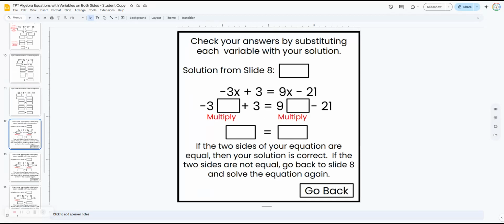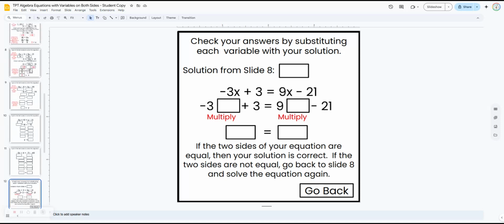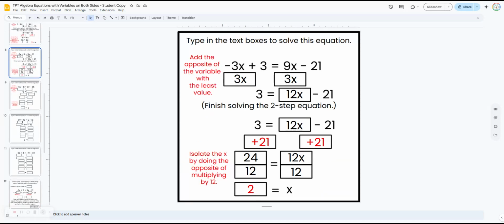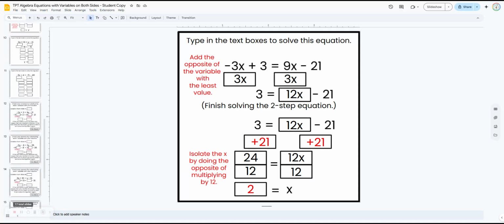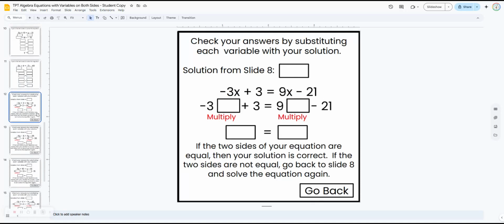Now we're going to check our answer. So students, go back to slide 8. The solution was x equals 2. So I'm just going to type that in. The solution was 2. Now I want to check my answer. So I'm going to go back to my original equation. I'm going to replace the x with 2.